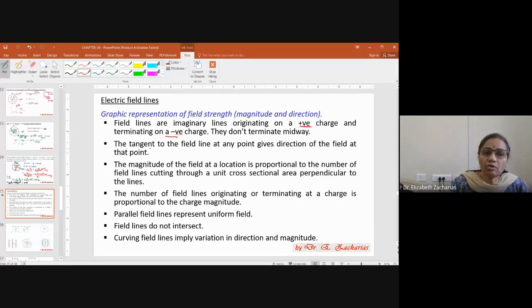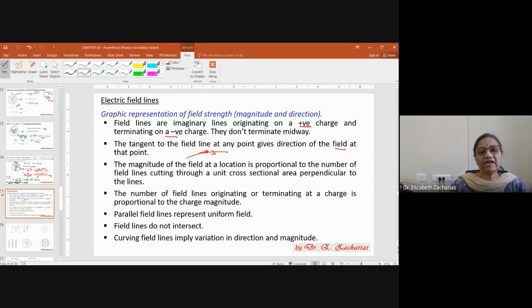Then, how do I talk about the direction? The tangent to the field line at any point gives the direction of the field at that point. For example, if this is how my field line is going to look, and if I take a point here and I want to know the direction of the field, all I have to do is draw a tangent at that point. So this tangent direction gives me the direction of the electric field at that point.